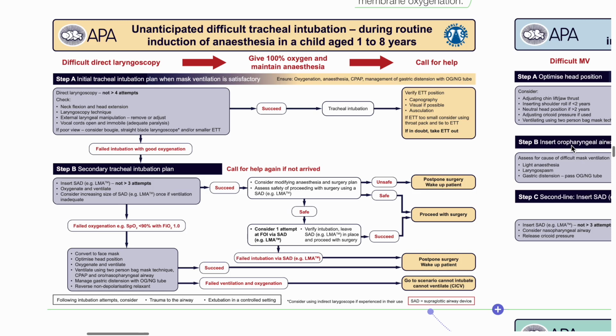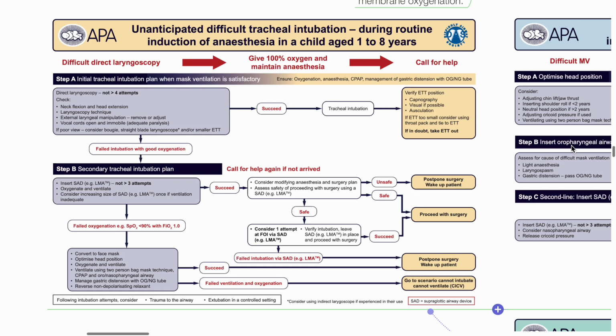Step A, initial tracheal intubation plan when mask ventilation is satisfactory. Ensure oxygenation, anesthesia, CPAP, and management of gastric distension with OG or NG tube. Direct laryngoscopy, not more than 4 attempts. Check neck flexion and head extension. Laryngoscopy technique: external laryngeal manipulation, remove or adjust. Vocal cords open and immobile. Ensure adequate paralysis. If poor view, consider bougie, straight blade laryngoscope, and/or smaller ETT.